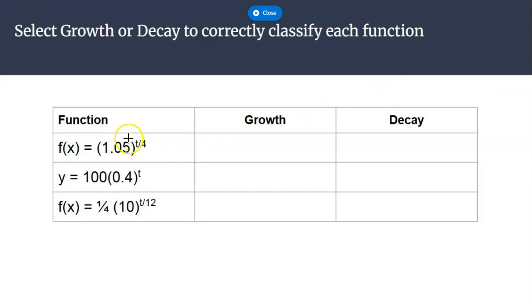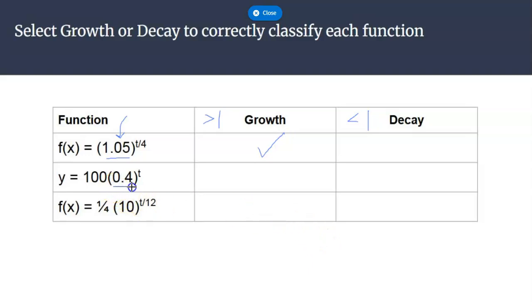All right, first one here, we've got three functions, and we're going to classify them as growth or decay. What you want to look for is the base of the exponent in each one. If it's greater than 1, it's growth, but if it's less than 1, it's decay. See how we have 1.05? That would make it a growth equation.